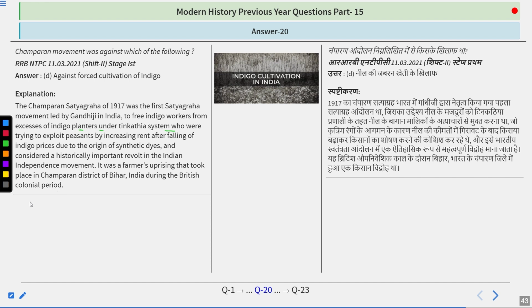So do remember, the answer is against the forced cultivation of indigo. Remember that Neel Darpan was written by Deen Bandhu Mitra, and it was the particular play that tells exactly what happens under the system of indigo cultivation. And the indigo revolt was started in 1860.